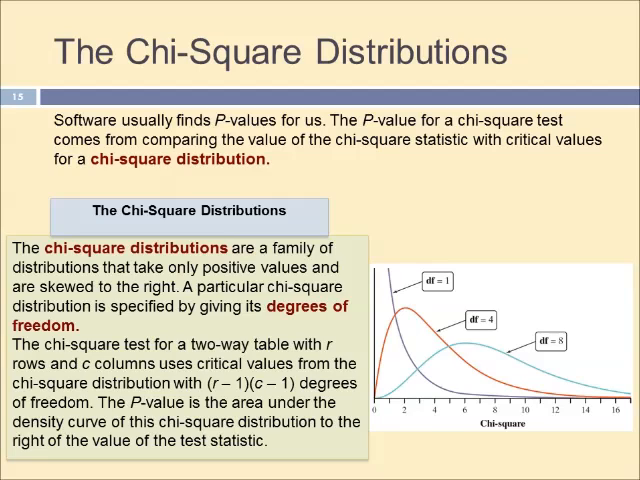similarities kind of depart. The chi-square test for a two-way table with R number of rows and C number of columns uses critical values from the chi-square distribution, where we take 1 away from the number of rows, 1 away from the number of columns, and multiply those 2. And that's the degrees of freedom. The p-value is the area under the density curve of this chi-square distribution to the right of the value of the statistic.